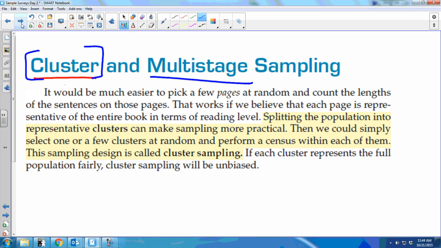Multi-stage is on here, but multi-stage is a fancy way of saying you put multiple methods together. Like you did a 2 or 3 step survey, and so maybe you did a simple random sample, but then once you did that, you split them into groups and you did a stratified sample. It's like a multi-process survey. Okay?